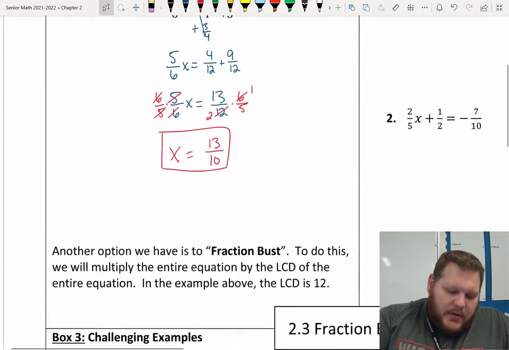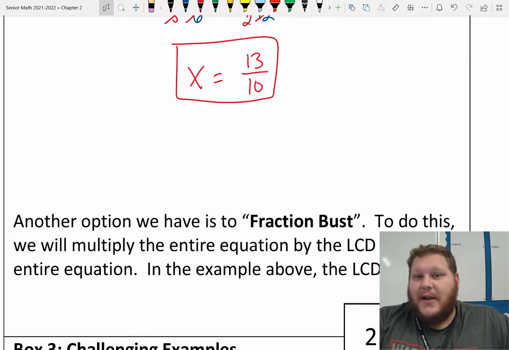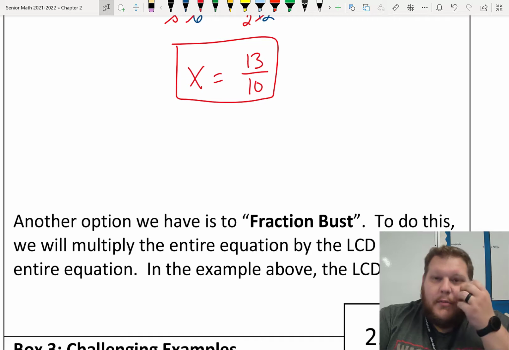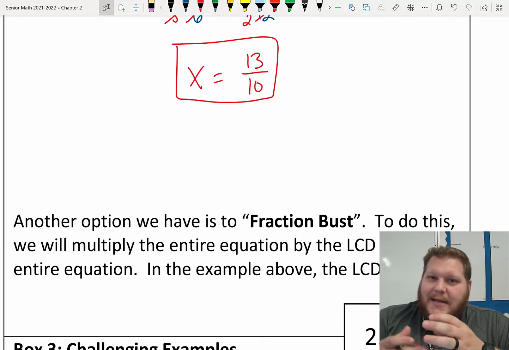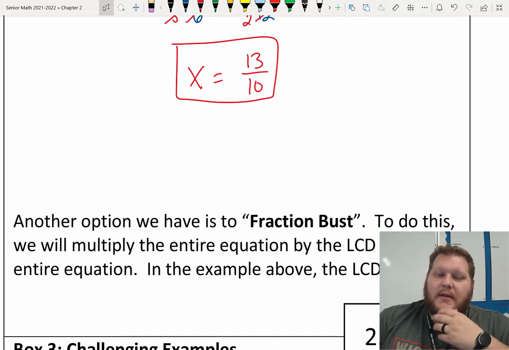So in order to combat those fractions, to get rid of those fractions, we have this other option I call fraction busting. I think the textbook calls it clearing fractions. I like fraction busting better because it sounds more awesome. But the way that we'll do this, instead of having to deal with finding common denominators at each different step in my problem, I look at my problem as a whole and look at all the denominators that happen in that equation. Whatever that LCD, that least common denominator is, of all of your denominators in your fraction, multiply your whole equation by that number, by that LCD.